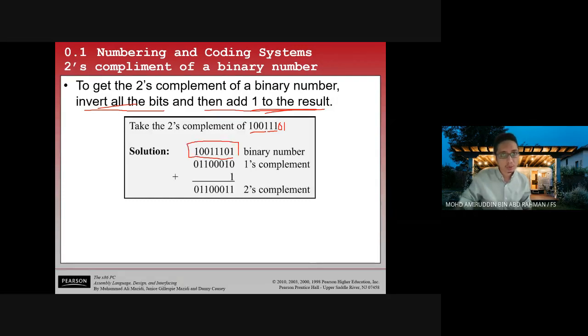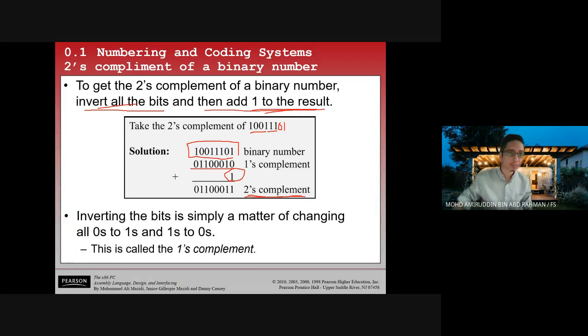First we invert all the bits. Invert means 1 becomes 0, 0 becomes 1, and so on. So 1 to 0 and 0 to 1. Once you do the inversion, you add 1. So it becomes the 2's complement, where the result will be 01100011.